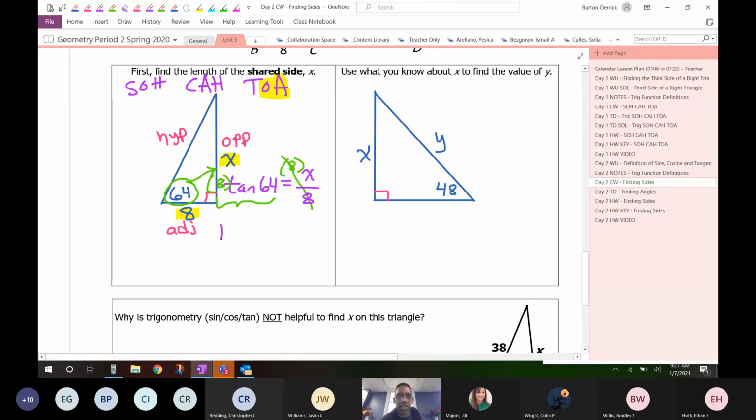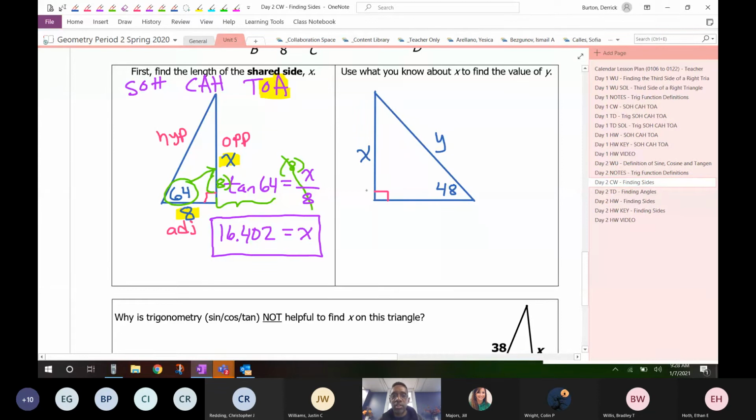So we end up with 16.402 is equal to x. So that's one of the things that we were supposed to find. So we found x so far. Now we need to find y.